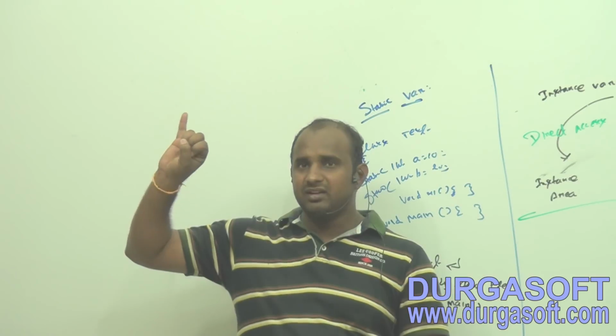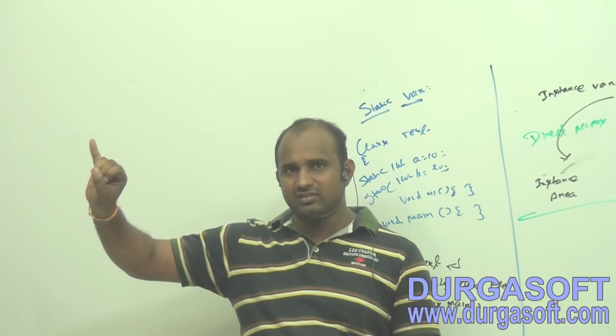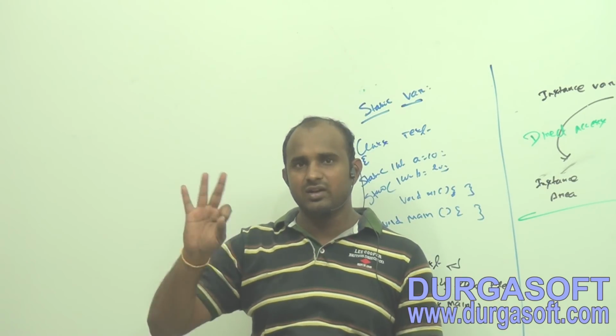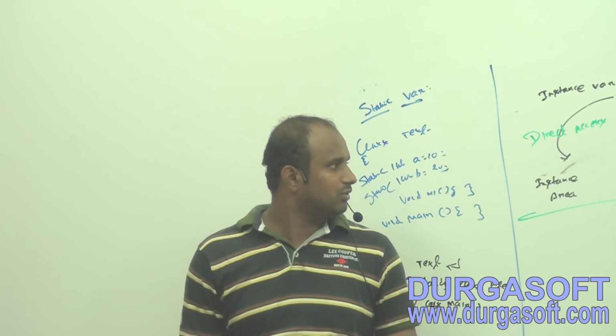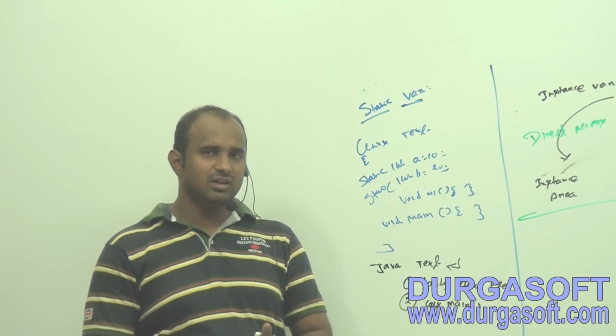Instance variables, memory is allocated when the object is created. Local variables, when the method is called. Static variables, when the dot class file is loading. So static variables memory is allocated during dot class file loading.